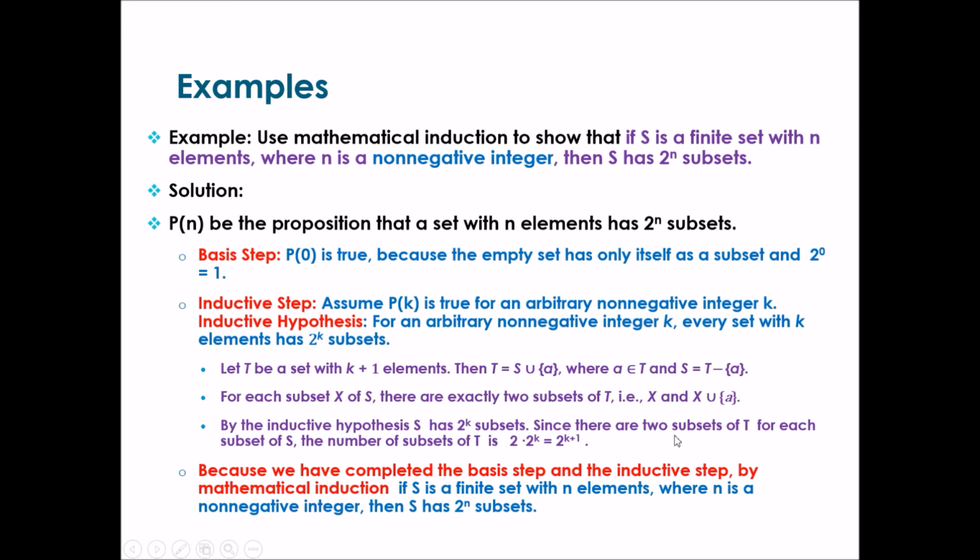Since there are 2 subsets of T for each subset of S, thus the number of subsets of T is 2 times 2 to the power k, which is equal to 2 to the power k plus 1. So this proves that Pk plus 1 is true whenever Pk is true. And this implies Pn is true.